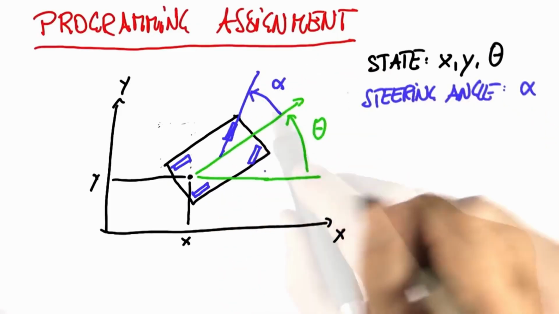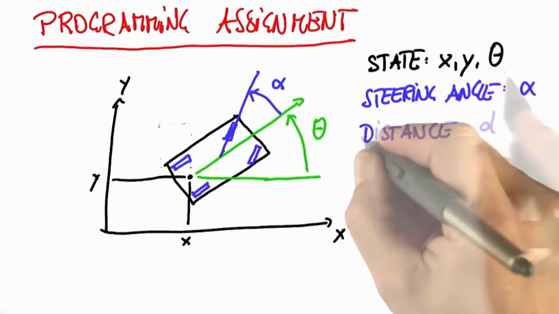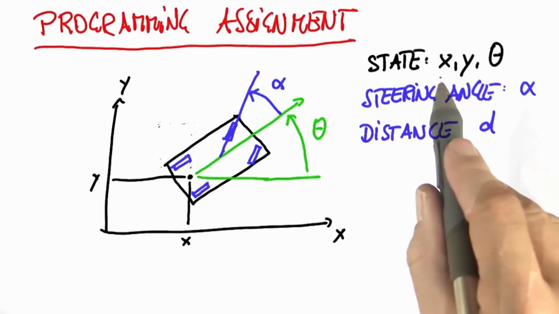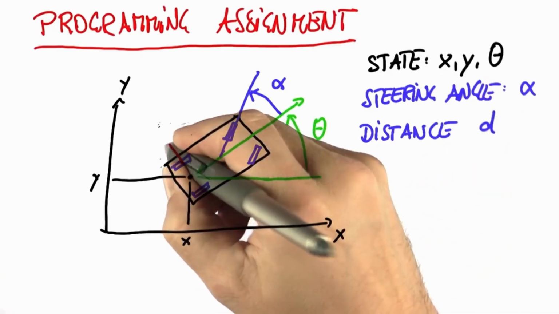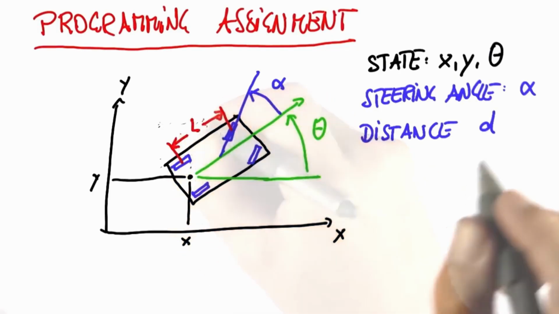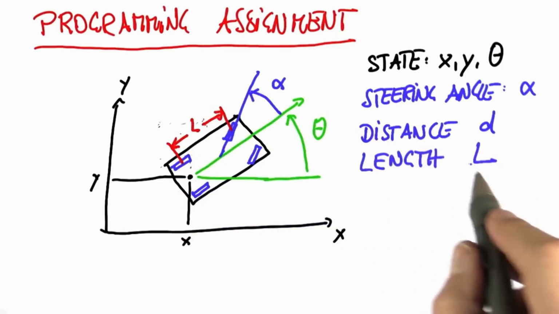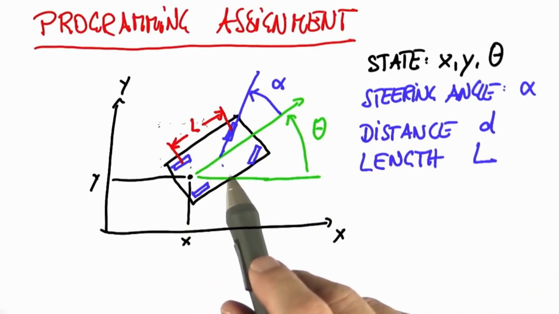The question is, how is the state affected by driving a certain distance d with a fixed steering angle, assuming the initial state is x, y, and theta? It turns out to answer this, I also need to know the length of the vehicle, which I will just call L for length. That is a constant throughout our consideration. This is usually called a bicycle model.